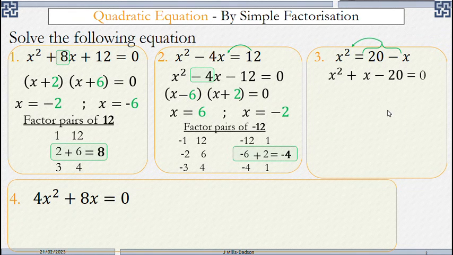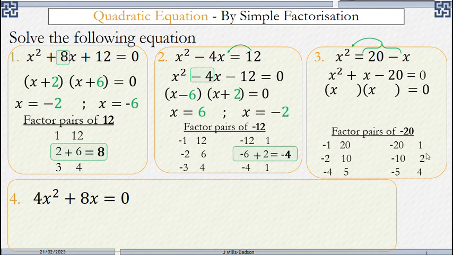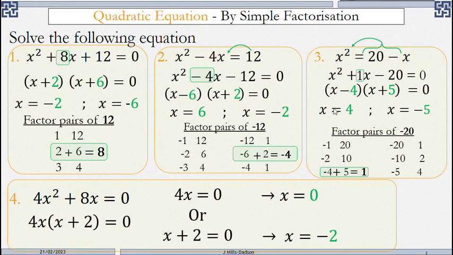Factor pairs for negative 20 will be either this or that. Which pair will give you positive 1? It's this. So it's negative 4 in bracket and positive 5 in the bracket. And don't forget to set it equal to 0. x minus 4 equals 0. What will be x? x plus 5 equals 0. What will be x? So you realize that that will be 4. That will be negative 5.